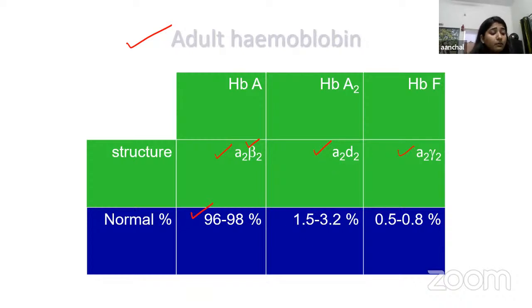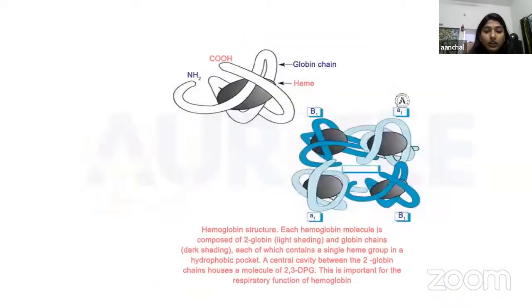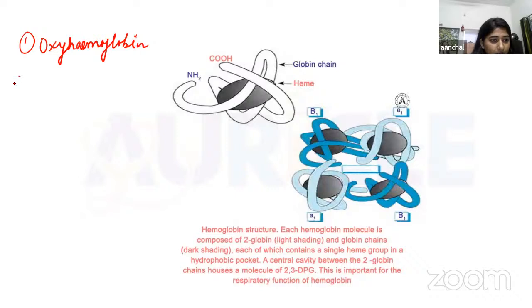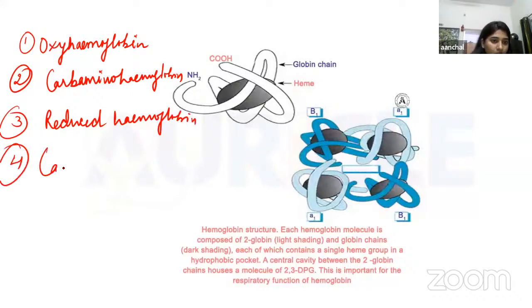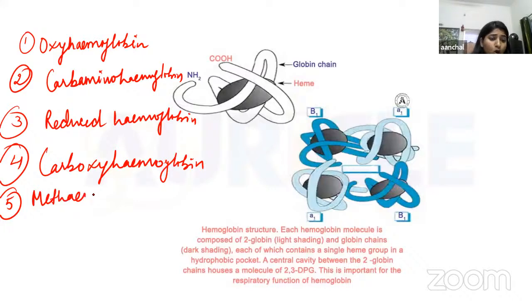Now we're going to discuss some important forms of hemoglobin, right? In the forms of hemoglobin, first we have oxyhemoglobin. Second we have carbaminohemoglobin. Then we have reduced hemoglobin. Fourth we have carboxyhemoglobin. And the last one is methemoglobin. All the different forms of hemoglobin are very, very important, and we're going to discuss each form in detail.